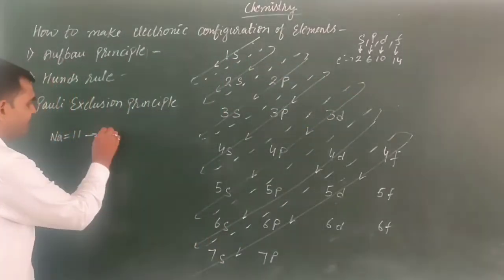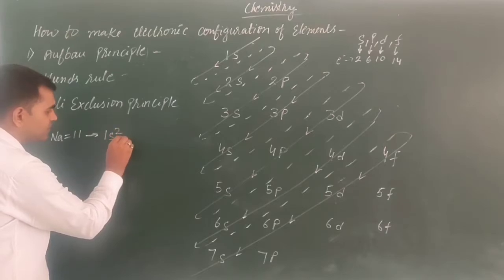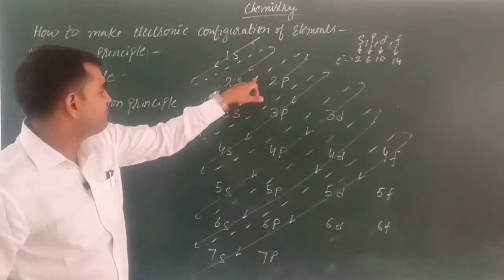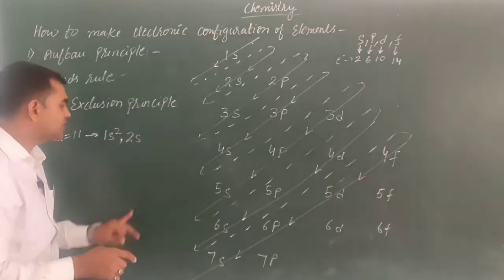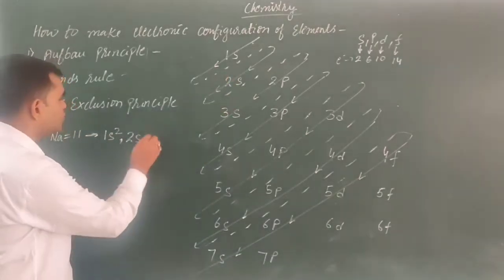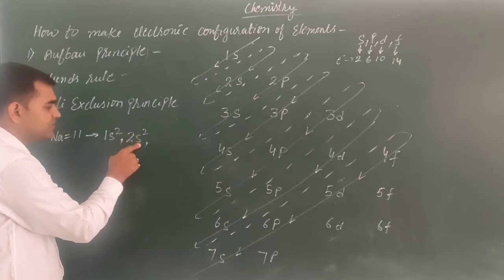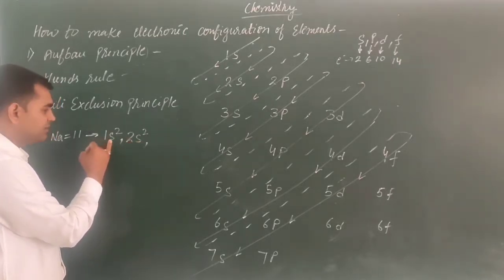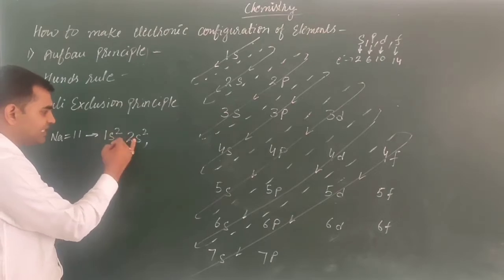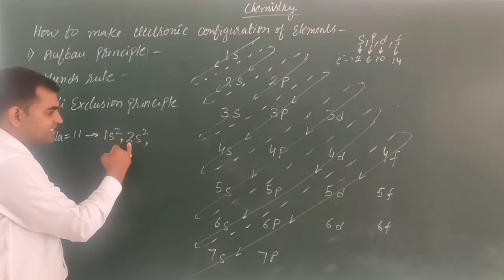So first is 1s2. Now after 1s we find 2s. So how many electrons are there in 2s? 2. Not 2s, this is s. Okay, 2 represents here the energy level. This s is from the first energy level, this s is from the second energy level.